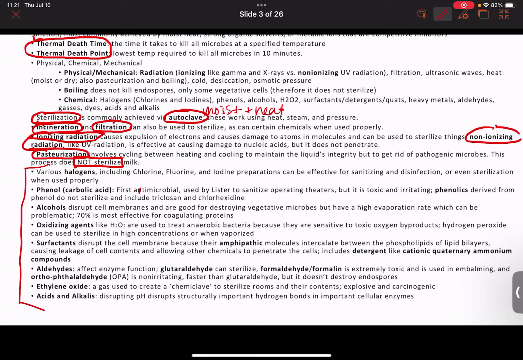All right, the phenols. Phenol is carbolic acid. We learned about phenol because we learned about how Lister would disinfect his operating theaters. He was one of the first people who actually used a disinfectant in a surgical theater.